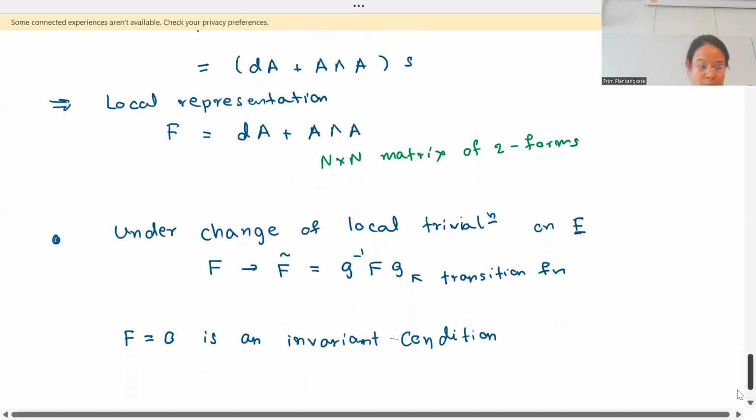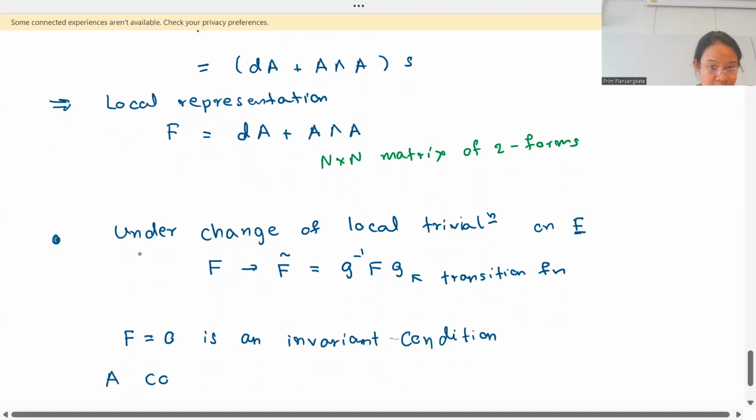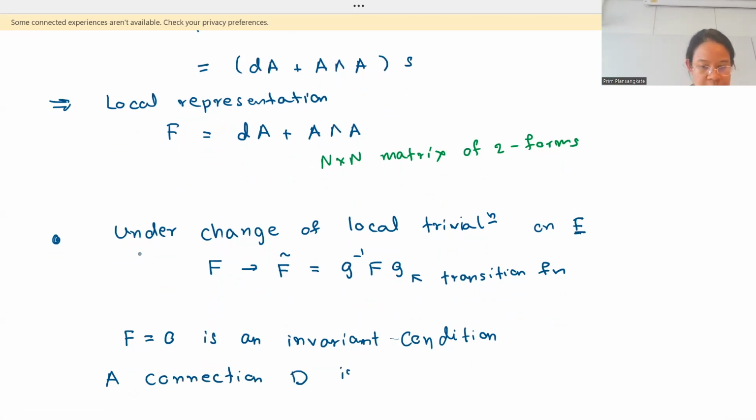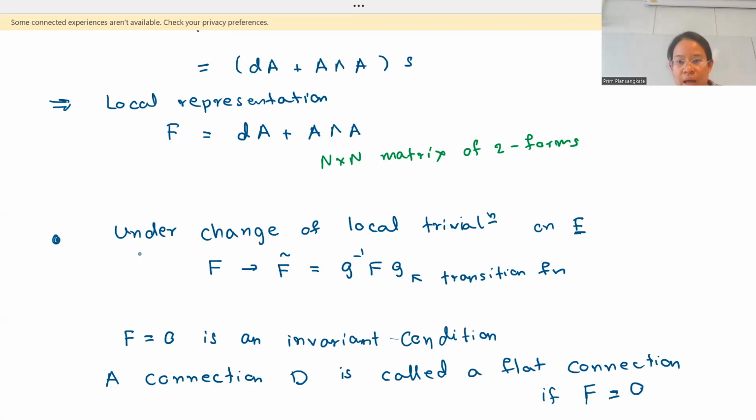And it is a well-defined condition on a connection. Then we have a word for it: we say that a connection D is a flat connection. So it is called a flat connection if its curvature vanishes. And if it vanishes in one frame, with respect to one frame field, then it will in all. Okay.